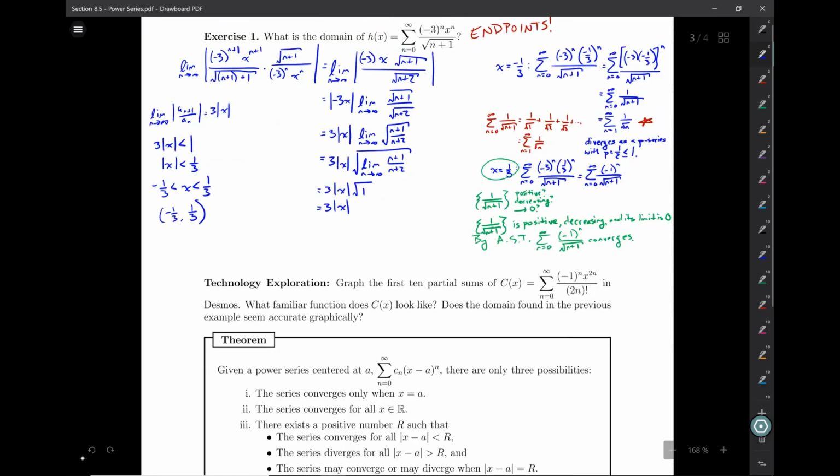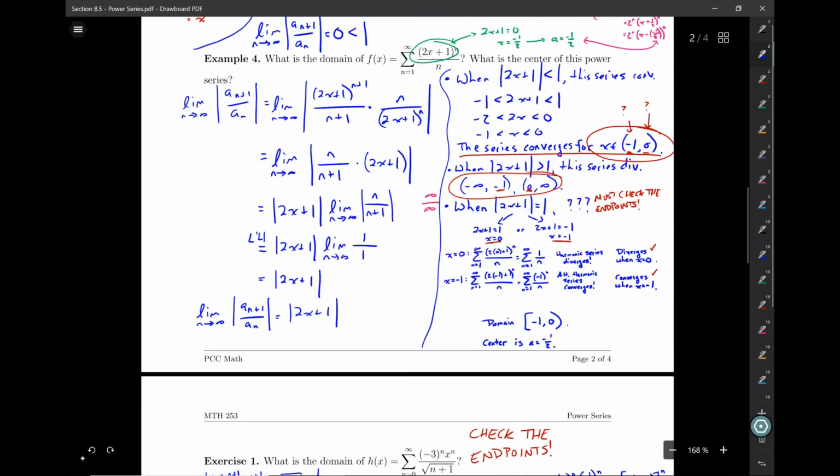So, in the very end, when we're looking for the domain of this particular series, we found that this series converges for all values between -1/3 and 1/3. It diverges at -1/3, and it converges at positive 1/3. So we can conclude that the domain is -1/3 to 1/3, with 1/3, and without -1/3. Cool.